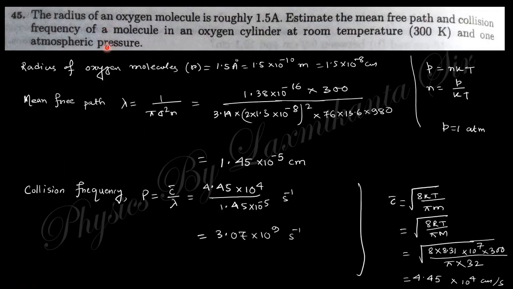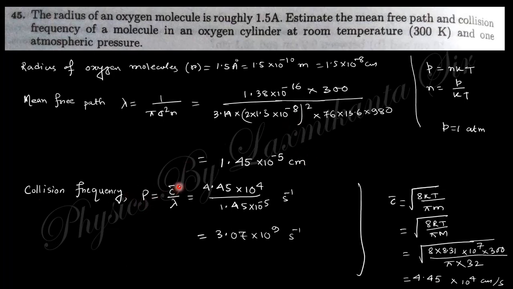Next one, the radius of an oxygen molecule is roughly that. That is, given the radius, estimate the mean free path and collision frequency. Mean free path is 1 by pi sigma square n. So n is nothing but P by kT. P is the atmospheric pressure, because this is at atmospheric pressure. Atmospheric pressure is 76 times 13.6 times 980. This is the pressure, and this is the k, and this is the T. So P by kT, and this pi sigma square, this is the diameter, because this is the radius, so diameter is 2 into 1.5. So after calculating, you will get the answer.